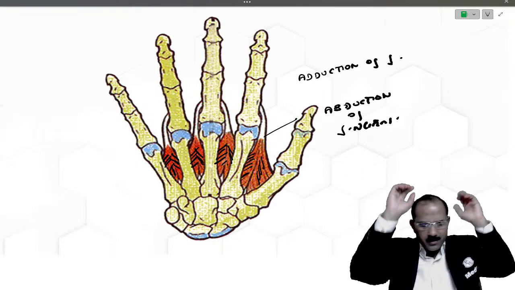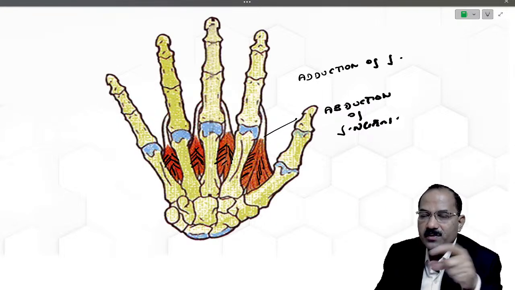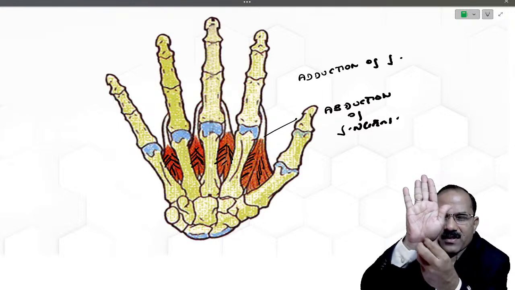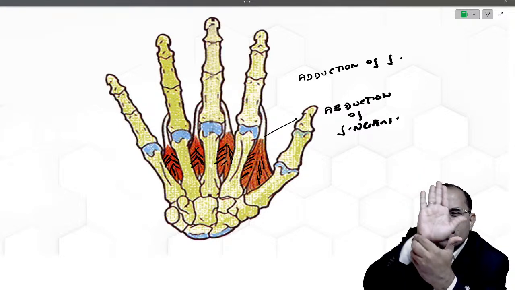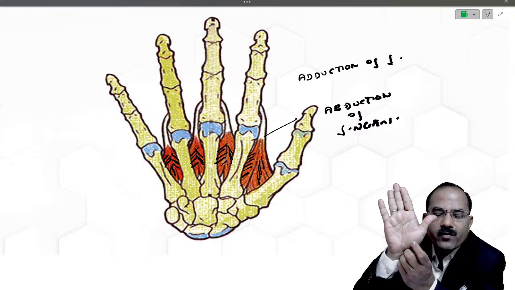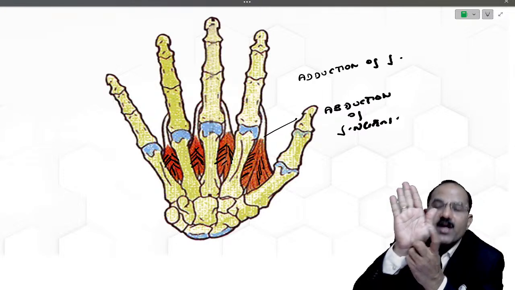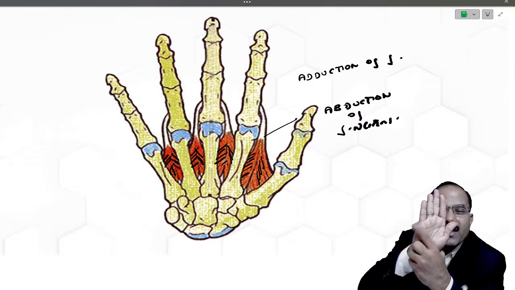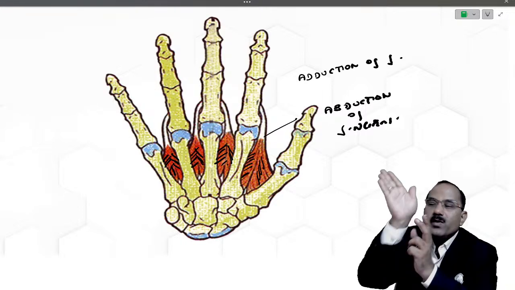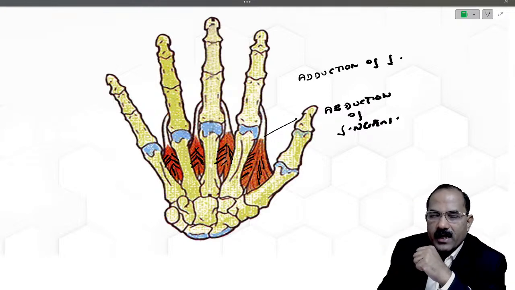Perfect. Come on, coming to the hand now. To understand carpal tunnel syndrome, you should understand the muscles in the hand. What is this eminence known as? The thenar eminence. And this one? Hypothenar eminence. Who supplies the skin over the thenar eminence? The palmar cutaneous branch of the median nerve. Who supplies the skin over the hypothenar eminence? The palmar cutaneous branch of the ulnar nerve. Both these nerves go above the flexor retinaculum.